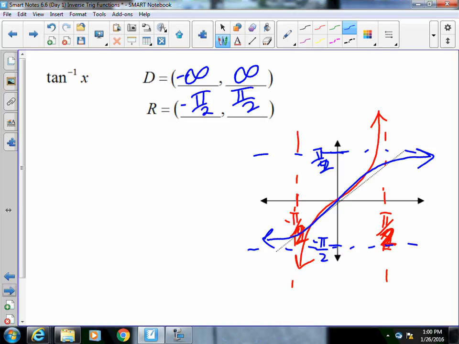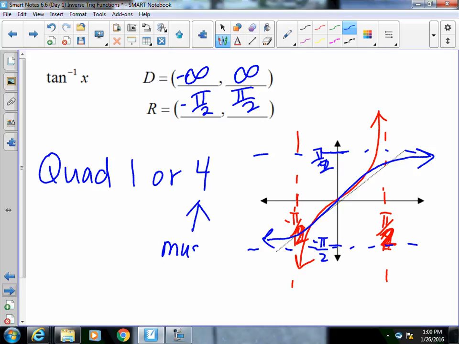Because our range is negative pi over 2 to pi over 2, our answers from an inverse trig function have to be in quadrant 1 or 4. And when they're in quadrant 4, they must be negative angles, because this portion of our graph is just to the left of the zero.